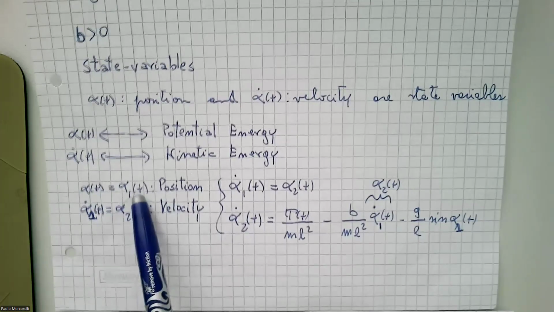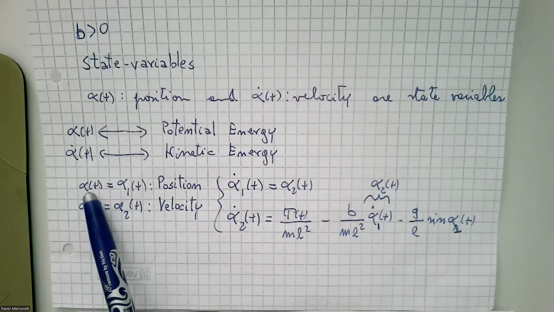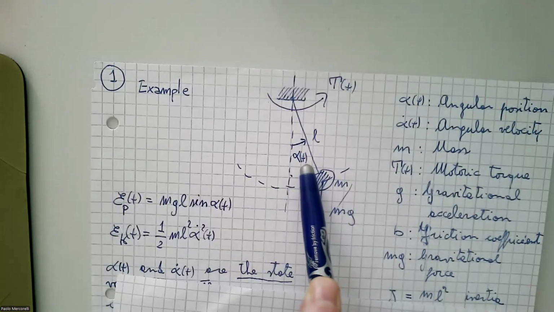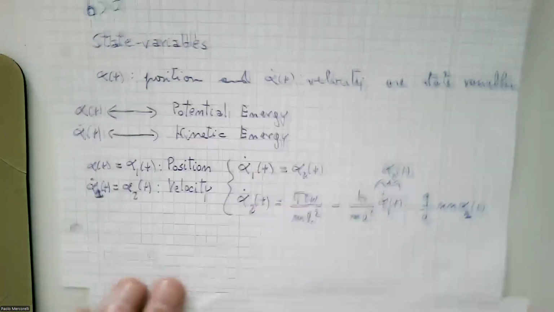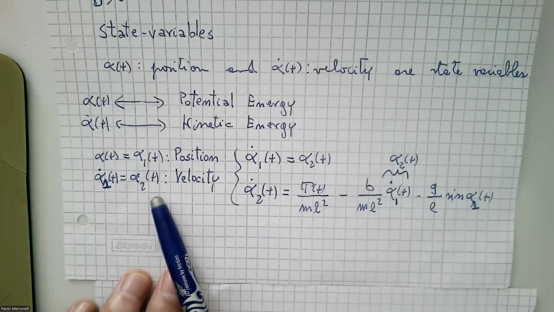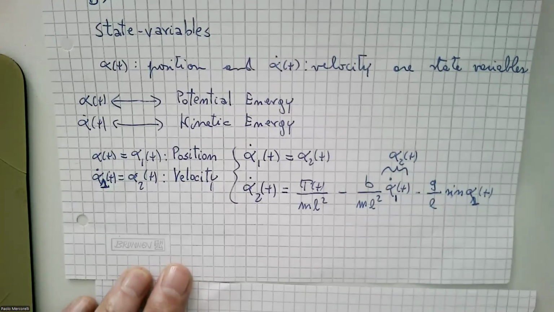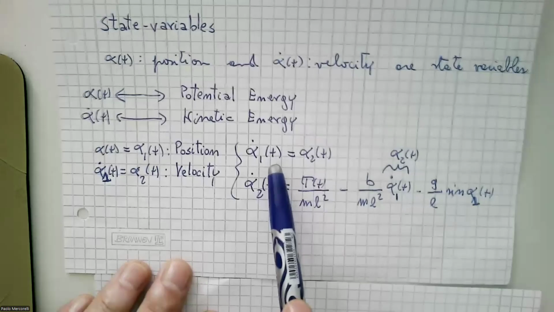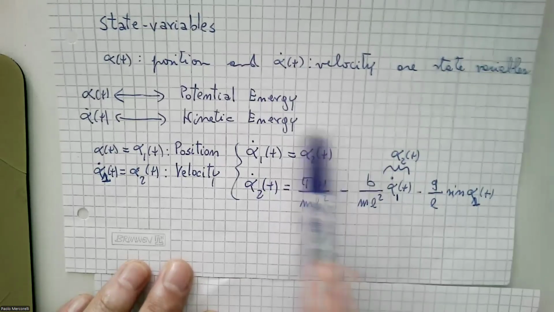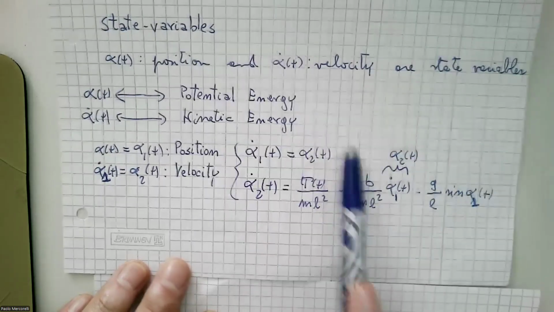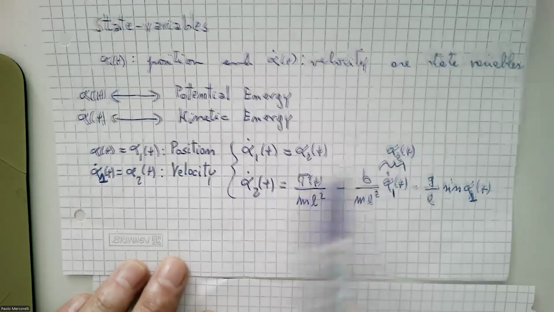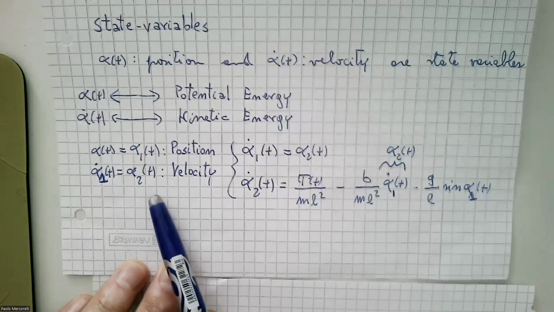This means if alpha 1 is the position, alpha 1 is equal to alpha, in accordance with the notation which we are using until now. And the derivative of alpha 1 is equal to alpha 2, the velocity. So we use the notation in control, which means the derivative of alpha 1 is equal to alpha 2. It's basically a kinematic expression. This means the derivative of the position is equal to the velocity, in accordance with what I wrote here.